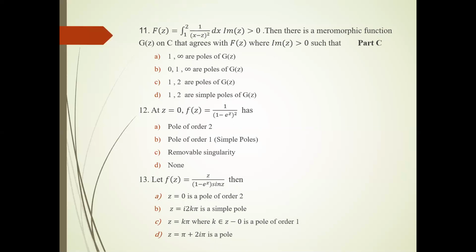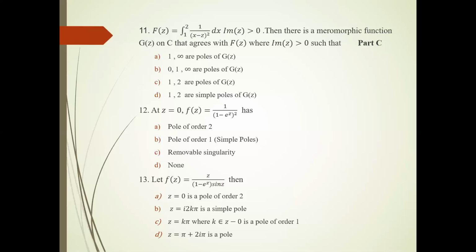Do not look at the options directly; integrate this function. What do we get? f(z) is equal to the integration from 1 to 2 of 1 upon (x minus z) whole square dx. After solving this integration, we get f(z) is equal to minus (x minus z) raised to minus 1, with lower limit 1 and upper limit 2. Putting in the lower and upper limits, we finally arrive at f(z) is equal to 1 upon 1 minus z minus 1 upon 2 minus z. This is a rational function, the difference of two rational functions.